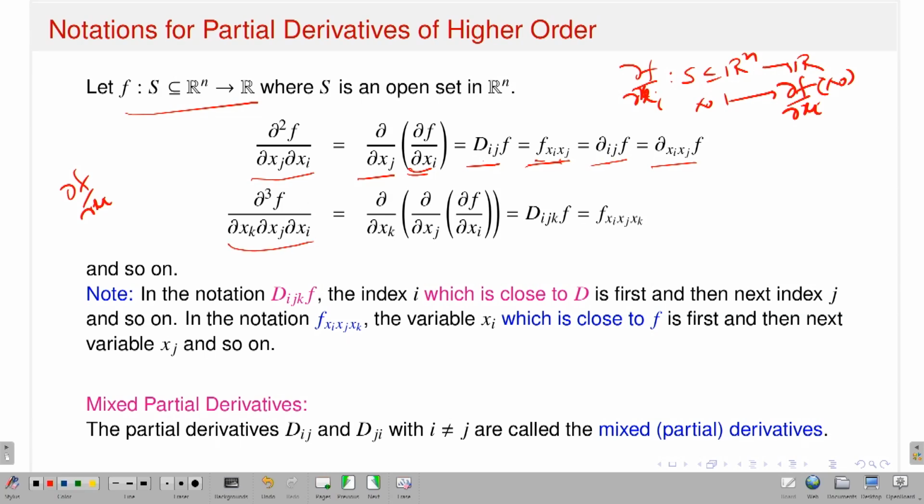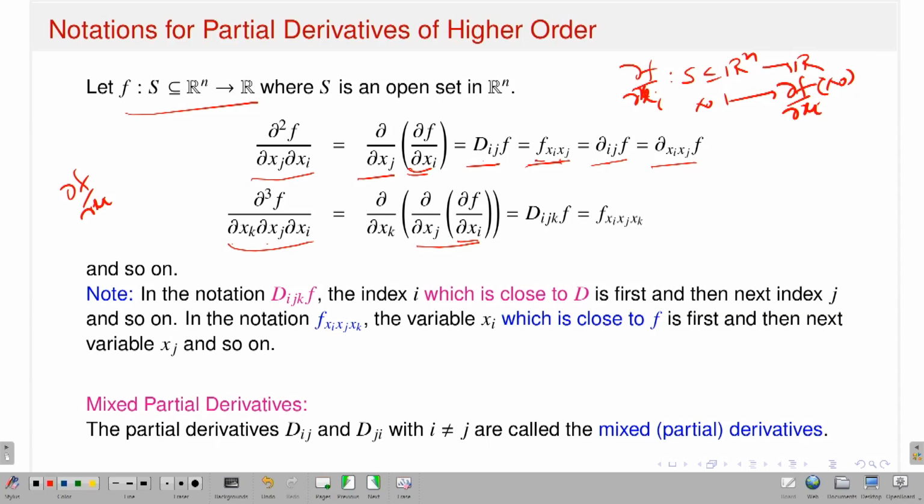Next, for example, del 3 f del xk del xj del xi. Look at the notation. What does it mean? First you perform the partial derivative with respect to the xi variable. Think about it as a map from Rn to R. Therefore, I can talk about the partial derivative with respect to the xj variable of this function. Suppose this exists, it is again a function from Rn to R. Therefore, I can talk about the partial derivative of this function with respect to some variable xk. So, this means take del f del xi, think about it as a function from Rn to R, perform the partial derivative with respect to the xj variable, again it will be a function from Rn to R, then perform the partial derivative with respect to the xk variable.